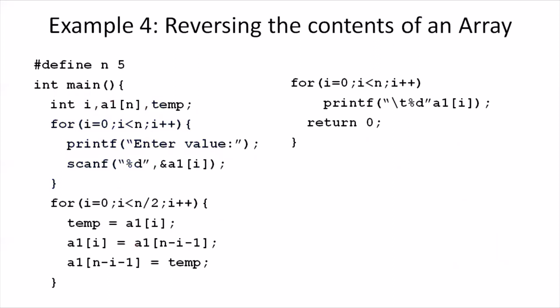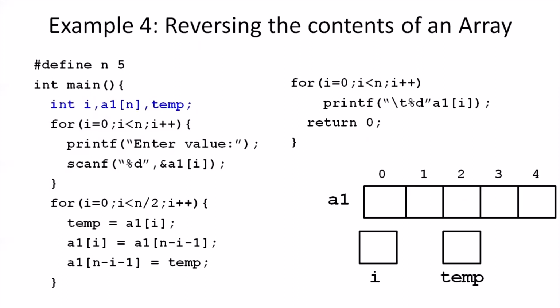In this example, I will show you how the elements of an array can get reversed. On executing the statement int i, a1[n], temp, two variables i and temp get created and 4 bytes of memory are assigned to each of them. Now, along with the two variables, another 5-celled array is created which acquires 20 bytes of space.